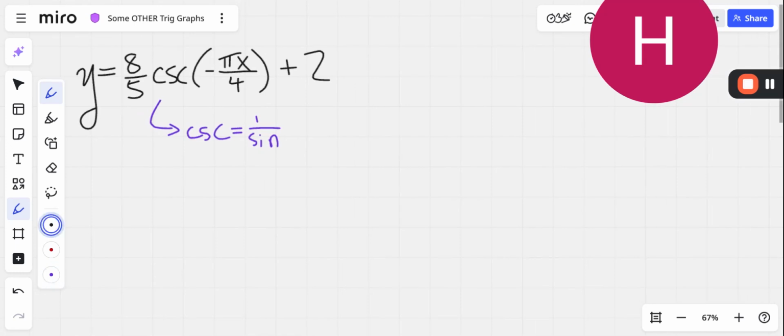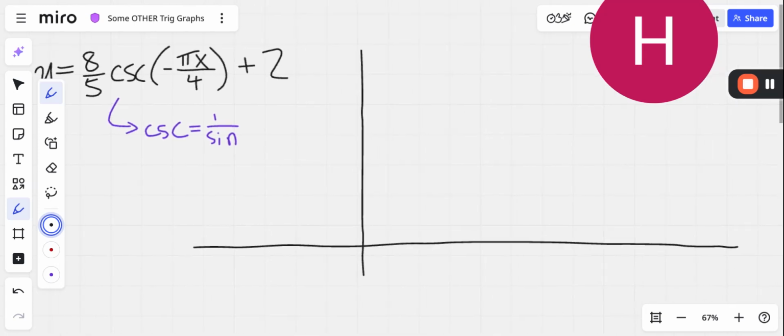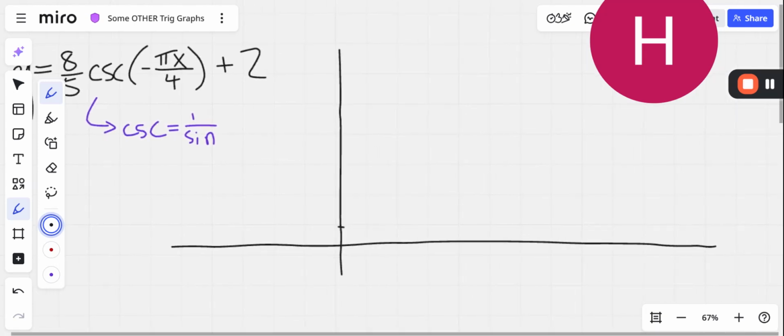Alright, let's get a grid, see if I can make decent grid lines. There we go. And we're going to have the midline, which I like to draw here, because we have a vertical shift of 2.